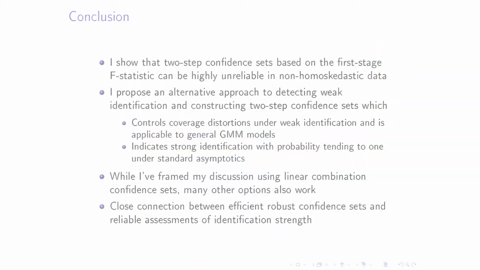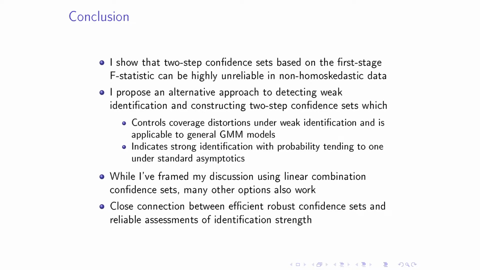So just to wrap up, in this project, I show that two-step confidence sets based on the first-stage F-statistic can be highly unreliable in non-homoskedastic data. I also propose an alternative approach to detecting weak identification and constructing two-step confidence sets, which controls coverage distortions under weak identification and is applicable to general GMM models, although today I only talked about linear IV, and which indicates strong identification with probability tending to 1 under the standard asymptotics.